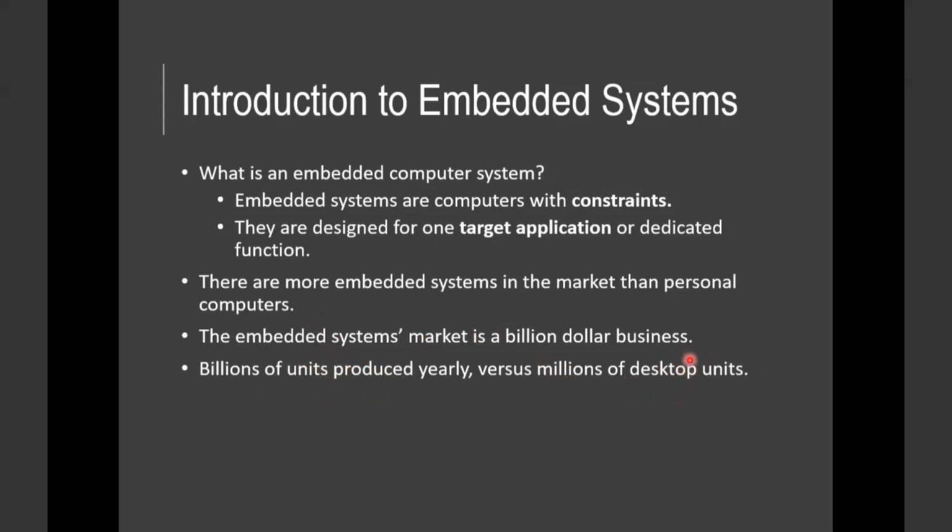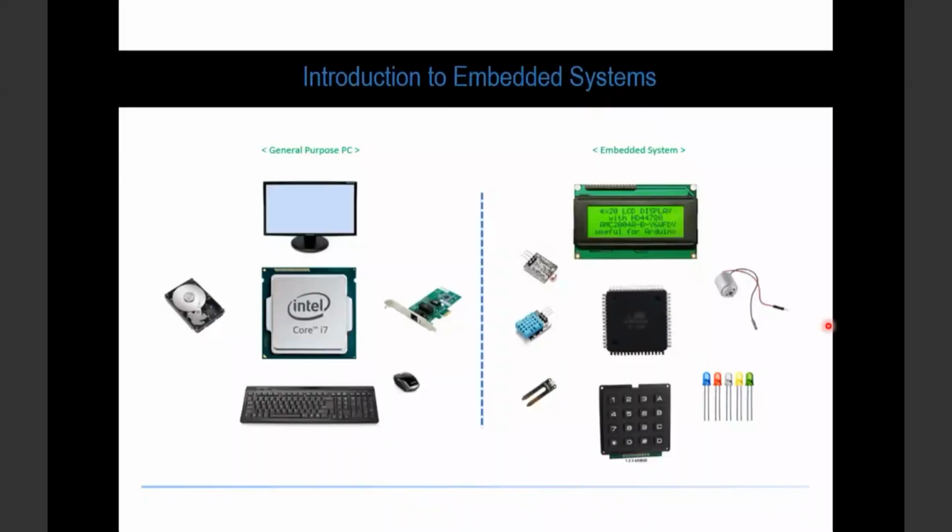So this is the figure for the general purpose PCs, and this is the figure for the embedded system. If you look, both share the same thing: this one has a processor, and the embedded system also has a processor, and then it has memories. The memories are inside the processor here, and then it has the outputs for display.